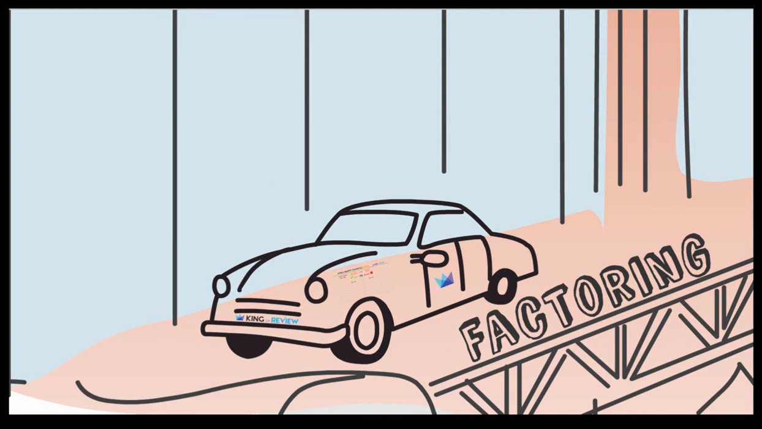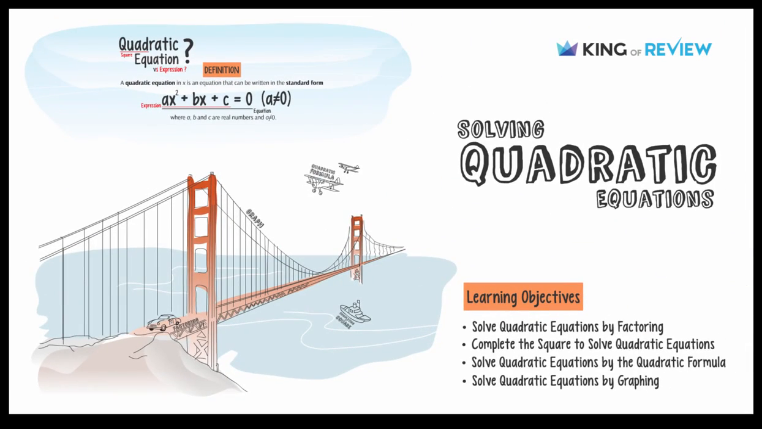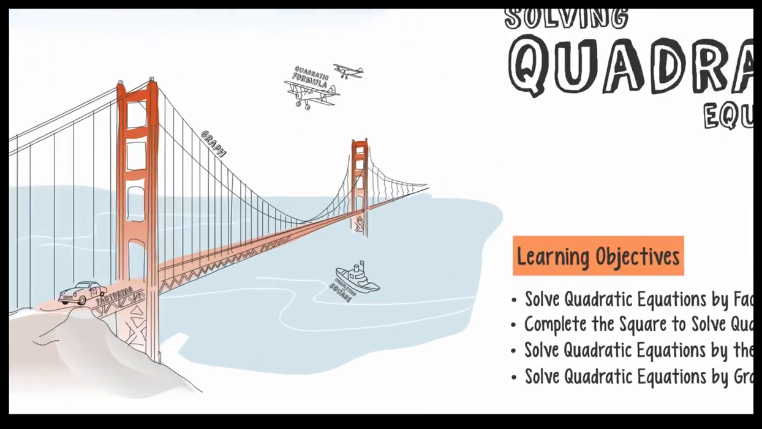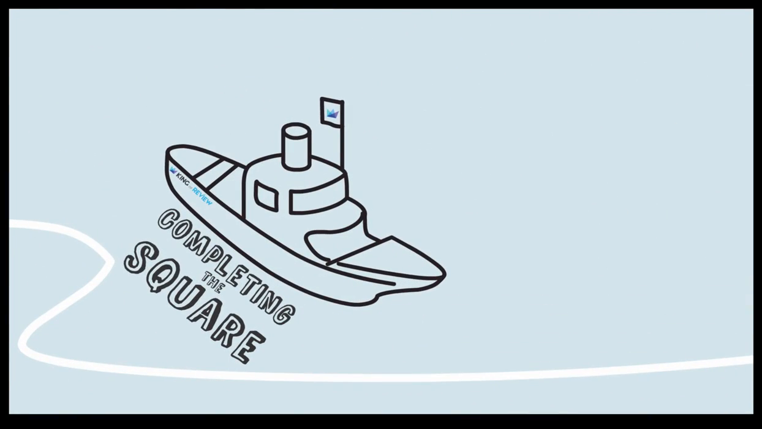So far we've covered solving quadratic equations by factoring. This is the simplest way to solve quadratic equations. We'll talk about solving quadratic equations by completing the square in the next lesson.